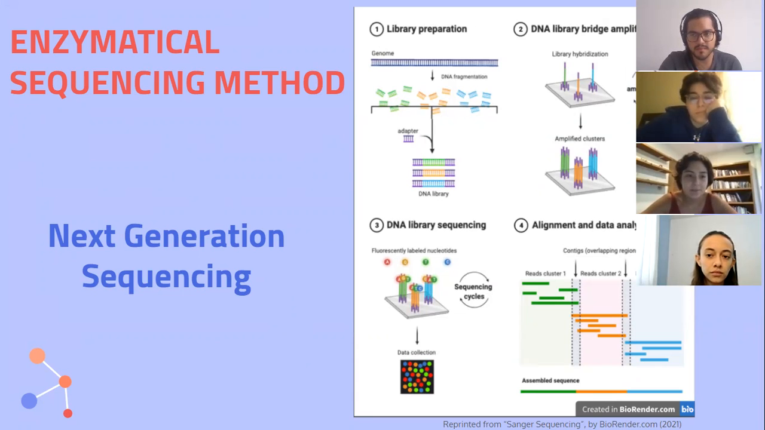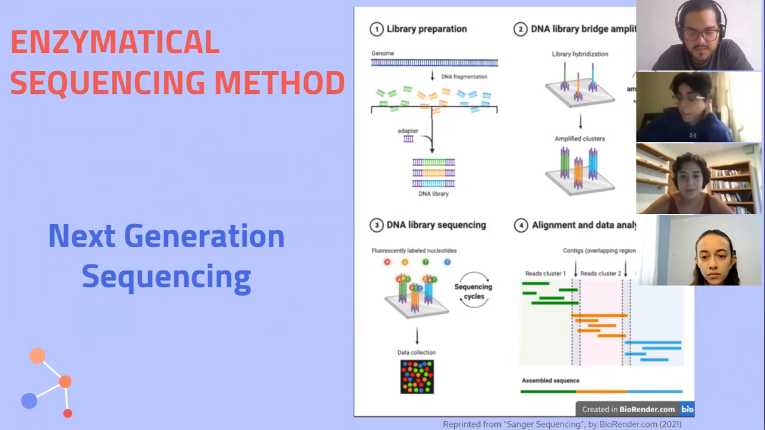First, in the library preparation, the fragments of DNA are tagged with adapters. Then each fragment is amplified and the bridge amplification takes place, and then they're joined in clusters of similar groups. This is done to be able to perform the library sequencing. The library sequencing is done by sequencing by synthesis, in which the elongation of the primer is the first thing to happen.